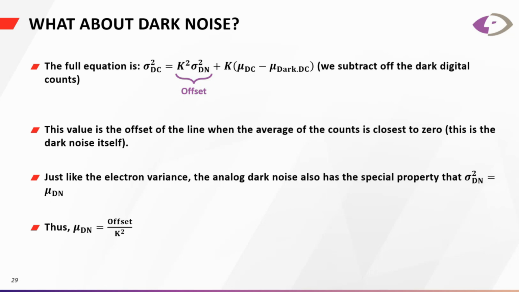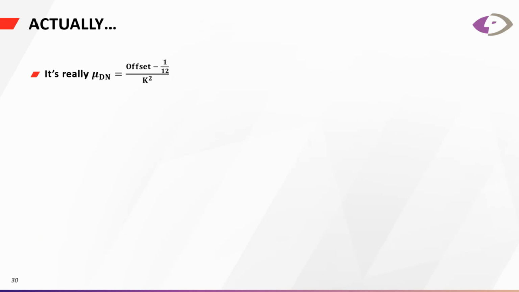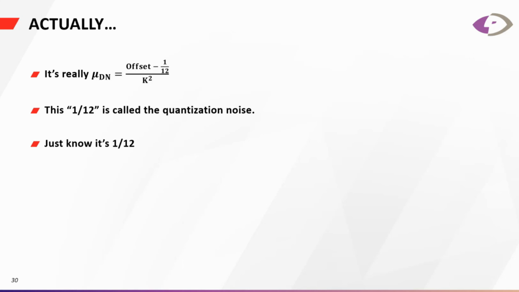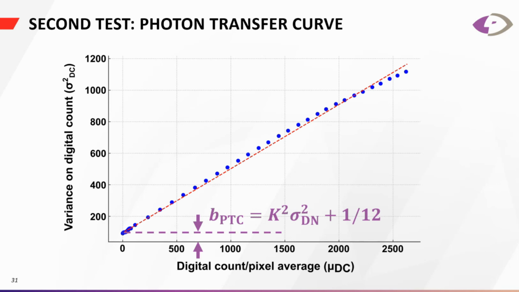Actually, a little bit of a nuance here. You actually have to subtract by 1 over 12. This is called the quantization noise, and it's outside of the scope of this discussion. We're happy to provide more information, but just for completeness here, there is a 1/12 factor there. It's called the quantization noise, and it's just 1 over 12. So graphically, it looks like this, where the offset is equal to this term plus 1 over 12.